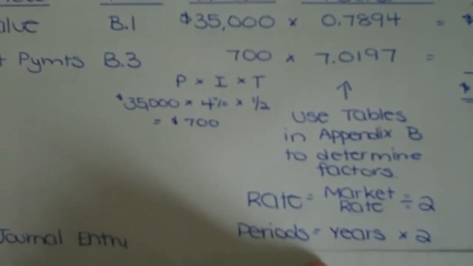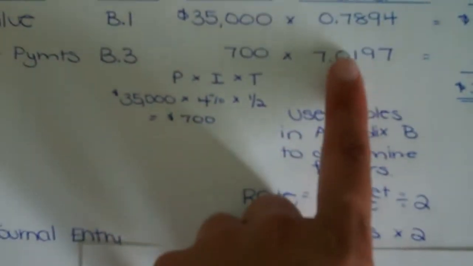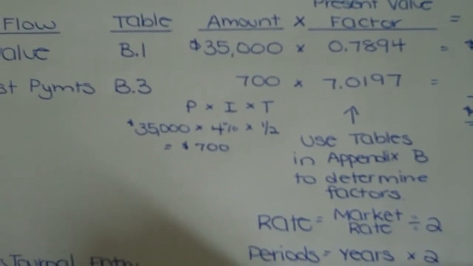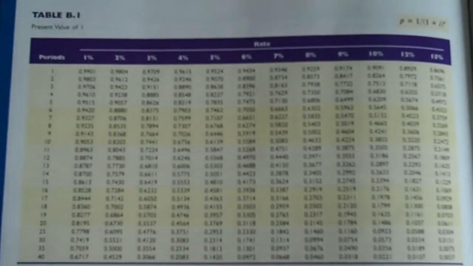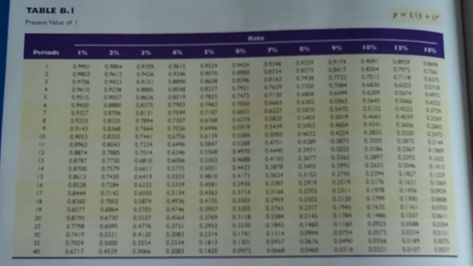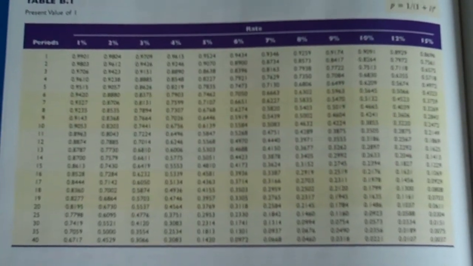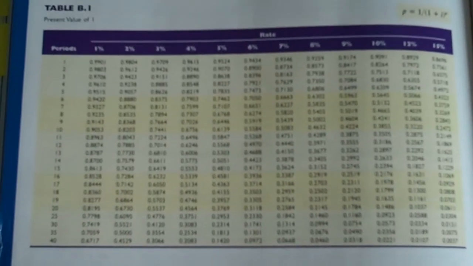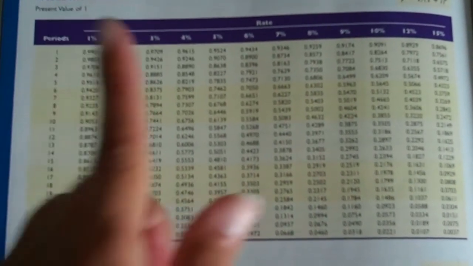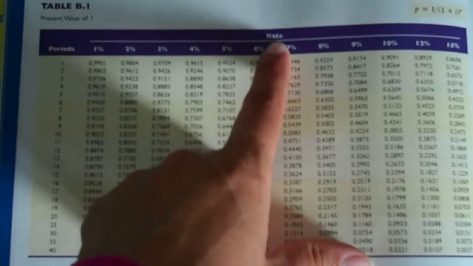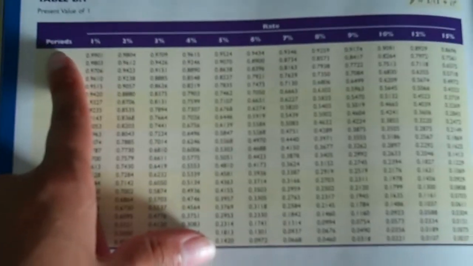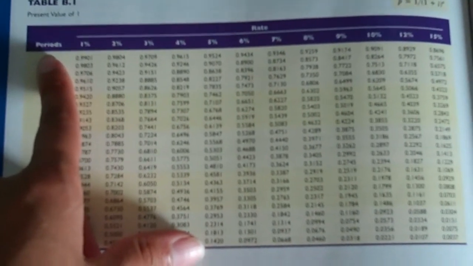Let's go ahead and make sure we can find these factors on the table. So if you haven't already, go ahead and turn to Appendix B of your textbook. We will start with table B.1 to help us calculate the present value factor for the par value of the bond. Again, you'll need to know two things before you can find that factor. You'll need to know the rate, which was the market rate, expressed semi-annually, and you'll need to know the number of periods, which is the number of years times 2.